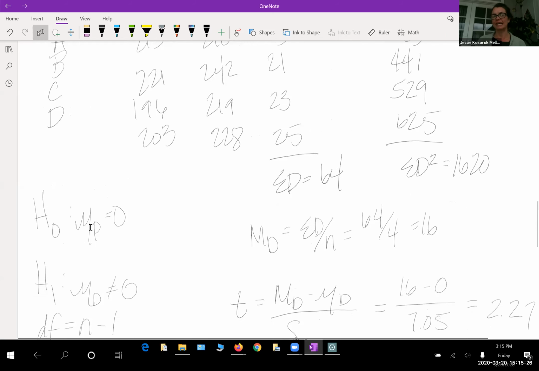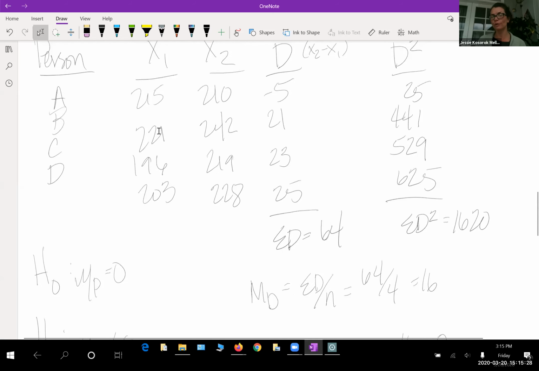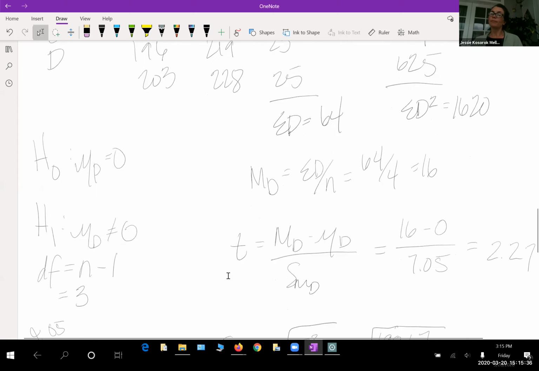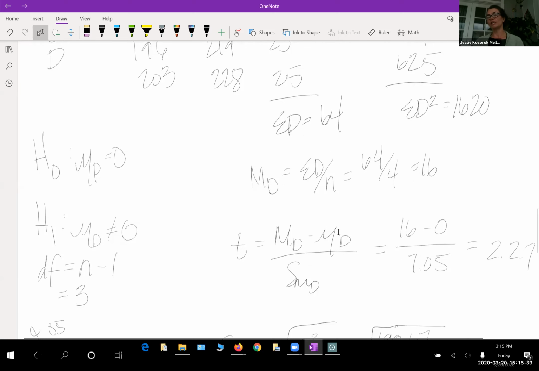We just have persons A, B, C, and D. These aren't 2 independent groups. They're the same people twice. So it's 4 minus 1, or degrees of freedom of 3. So we need to know the mean difference because we know this is 0.